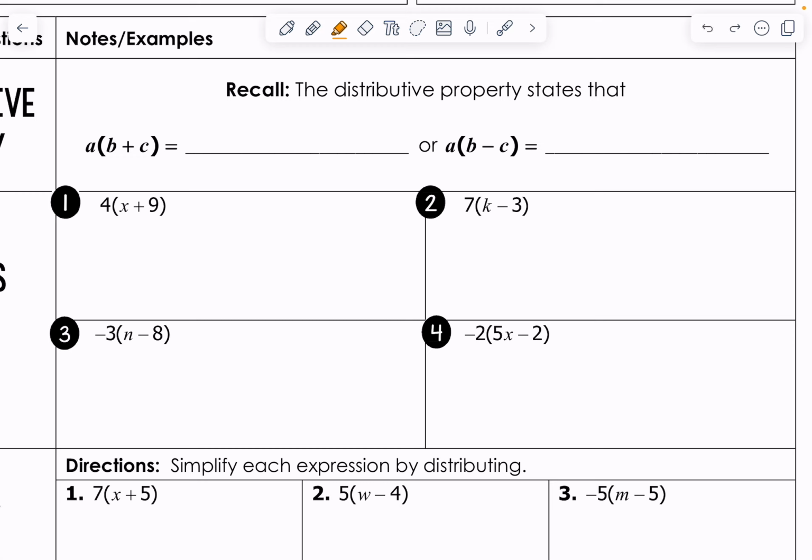What operation is in between A and the parentheses? There's multiplication right there, we just don't see it. So we're going to remember that we have multiplication right here, and we need to take A times B and A times C, keeping still the addition in between.